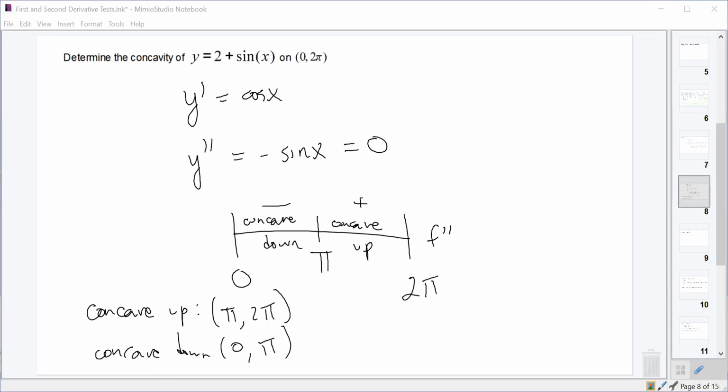How did you know to put pi in the middle? I missed that. We were looking for when our second derivative equaled 0. So we knew that sine x, or negative sine x, equals 0 at 0 and pi. Thank you. Yeah.